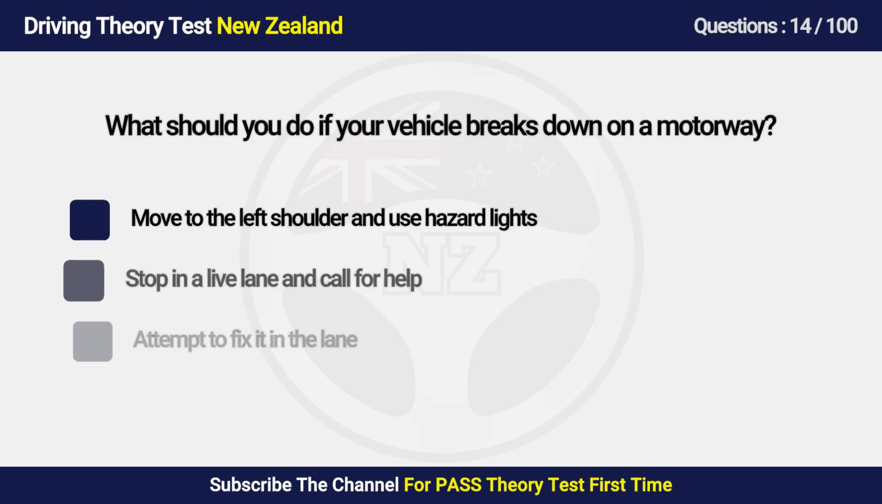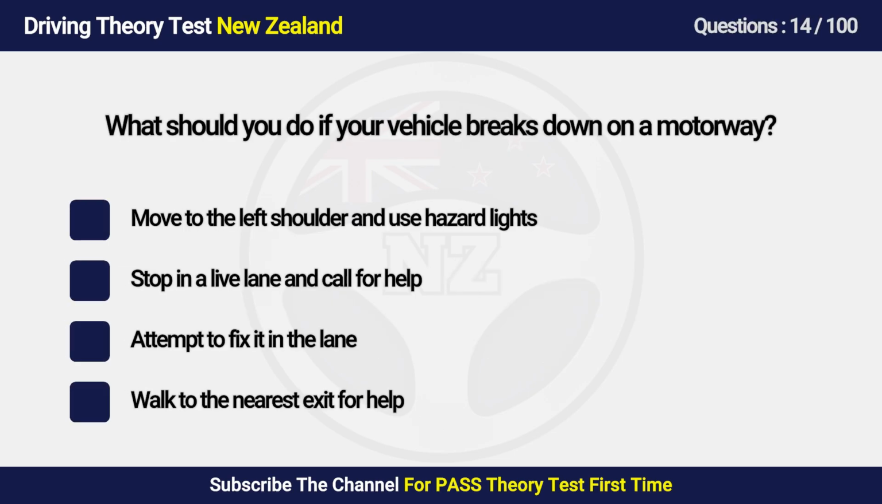Question 14. What should you do if your vehicle breaks down on a motorway? A. Move to the left shoulder and use hazard lights. B. Stop in a live lane and call for help. C. Attempt to fix it in the lane. D. Walk to the nearest exit for help.